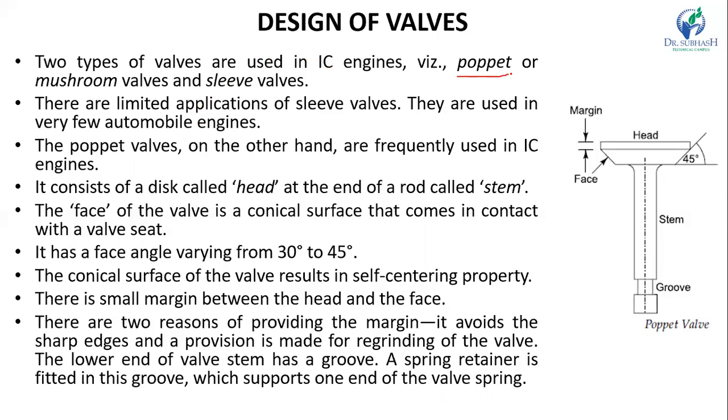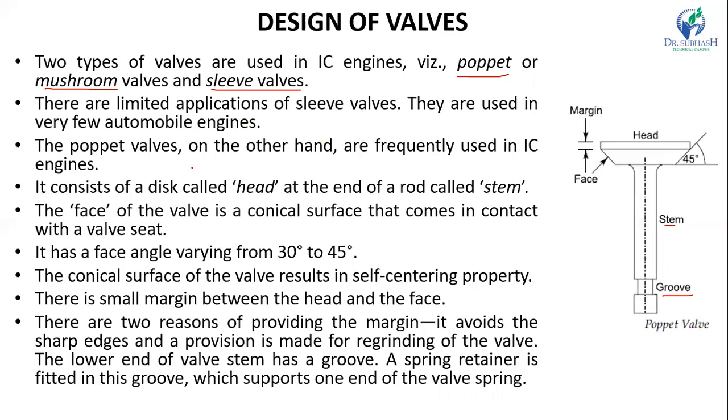One is the poppet or mushroom type, and another one is the sleeve valves. You can see here, this is the poppet valve, a simple diagram of the poppet valve. The different parts of this valve are the head and the stem. The main body is the stem, and here is the groove. The sleeve valve has limited applications, and is used in very few automobile engines. But the poppet valves are frequently used in the IC engine. Most of the IC engines use poppet valves.